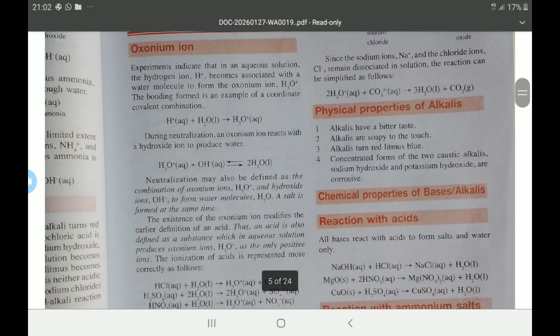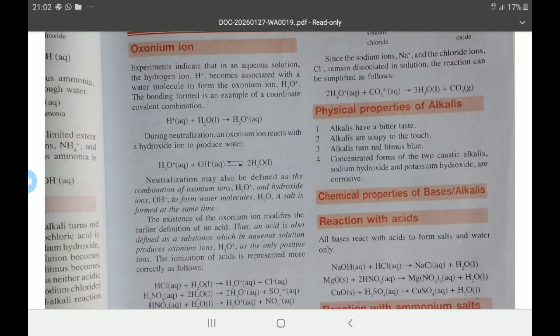Now, neutralization may also be defined as the combination of oxonium ion, this is another definition I've given us, of oxonium ion H3O+ and hydroxide ion OH- to form water molecules H2O and salts.